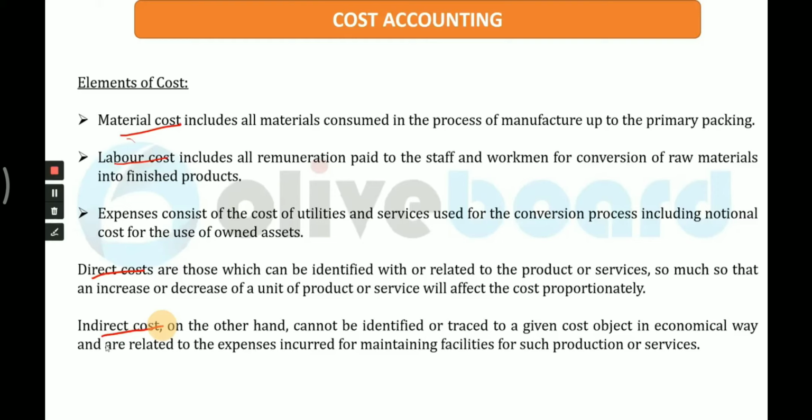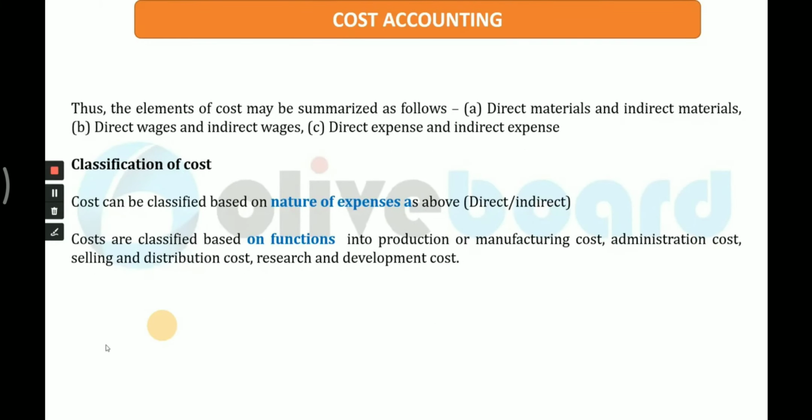Is that clear? Any cost which you can trace to one particular unit of product is called direct cost. Because of the production of this one unit, I incurred this cost. That type of cost is called direct cost. Other than that, it will be called indirect cost. I hope you understand. Next, I can summarize this in the form of direct materials, indirect materials, direct wages, indirect wages, direct expense, indirect expense. It is very simple, direct and indirect. All right. Now, classification of cost or types of cost, I can say.